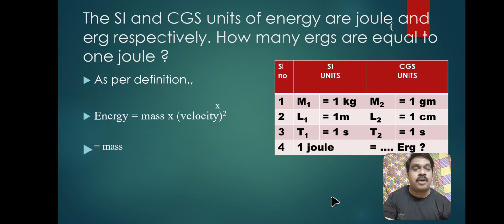Now the dimensional formula we are going to write. Mass I keep as it is, whereas velocity is length by time whole square. For mass it is capital M, for length it is L and for time it is T. Since it is whole square, it is length square, time to the power minus 2. So M L square T power minus 2 is the dimensional formula for energy.